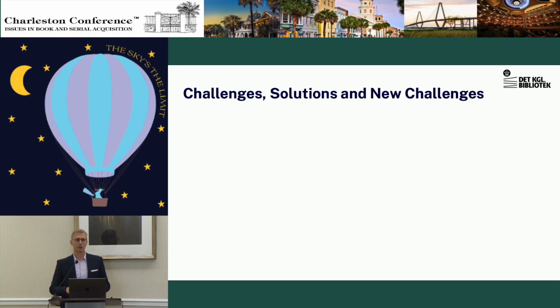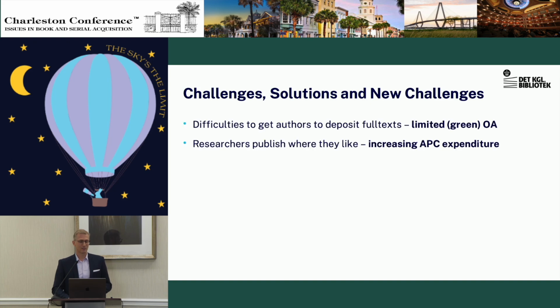But this has gone not without challenges, as you probably know and suspected. So with the green OA approach, as with most repositories at universities, the main difficulty is to get authors to actually submit their metadata and their full texts. So this means that there are a lot of data missing, a lot of data gaps, and not everything hence becomes open access.